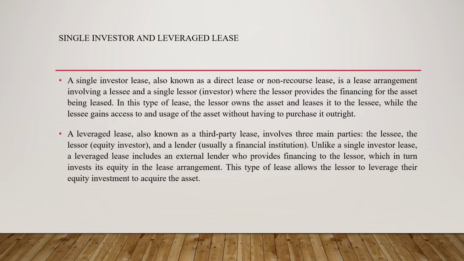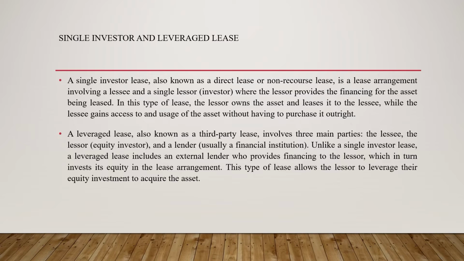If we talk of the key characteristics of the leveraged lease, there are multiple parties. A leveraged lease involves the lessee, lessor, and the lender who provides debt financing to the lessor. Further, the lessor invests a portion of the required capital or equity and secures the rest of the funds as debt from the external lender, that is the third party. The lender's debt financing is secured by the lease payments and the assets being leased. Further, the risk in case of leveraged lease is shared among the equity investor, the lender, and the lessee. The lender has a claim on the lease payments and the asset, while the equity investor takes on the residual risk.